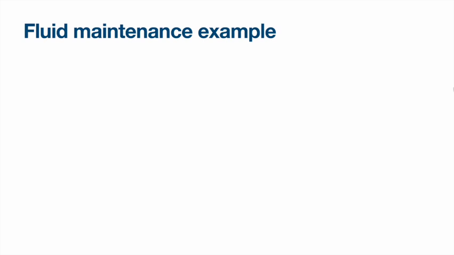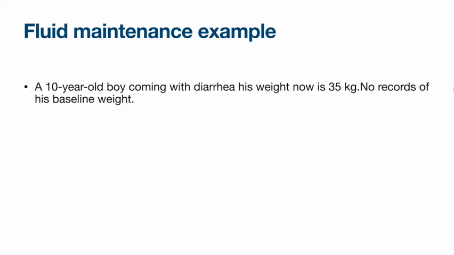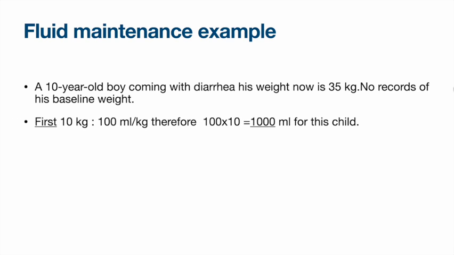Now let's get the example of fluid maintenance. So you get the same child coming to your emergency department with diarrhea. His weight is 35. No records of his baseline weight. Again, we did the calculation. He lost 5 kilogram and he should ideally weigh 40, so we will calculate the maintenance according to his ideal weight.